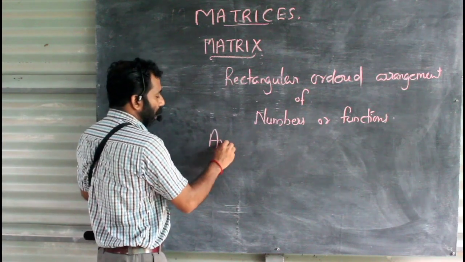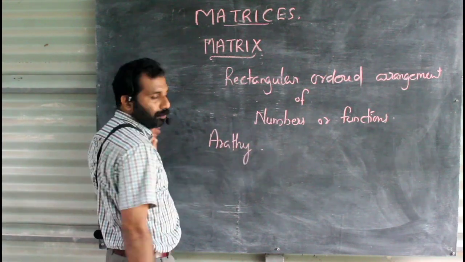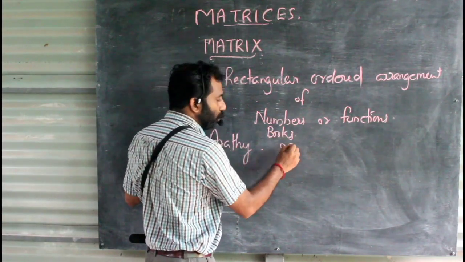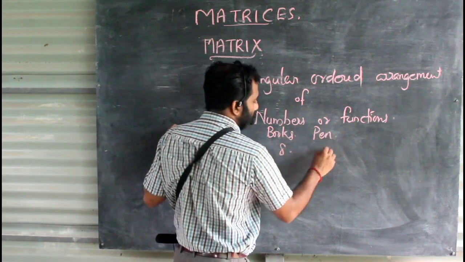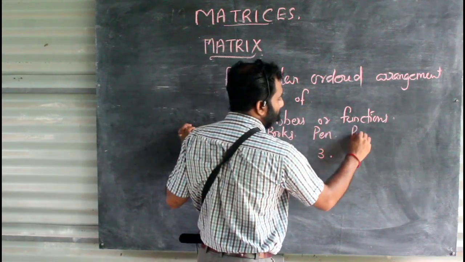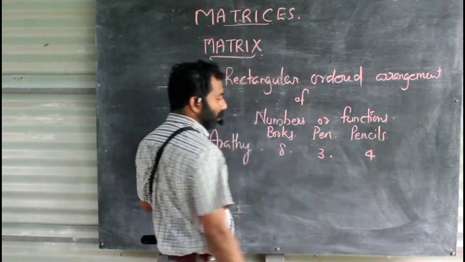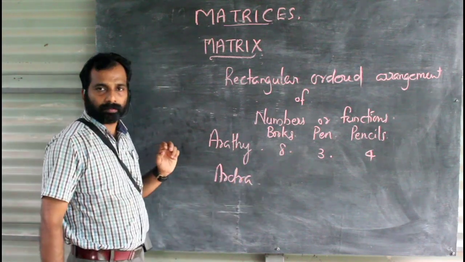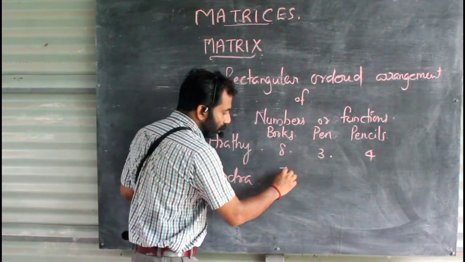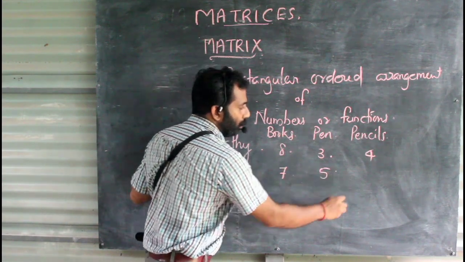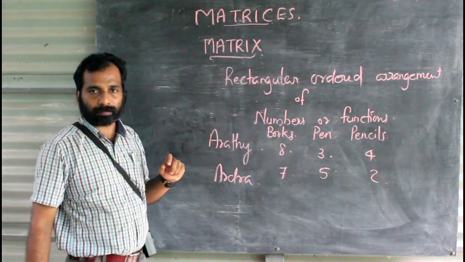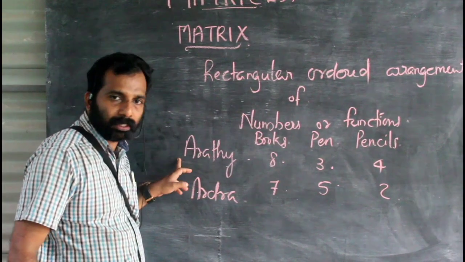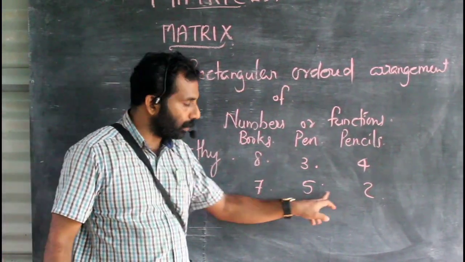Suppose Arati is a student. She has 8 books, 3 pens and 4 pencils. Another student, Ardra, has 7 books, 5 pens and 2 pencils. Now see, this line represents Arati and this line represents Ardra.